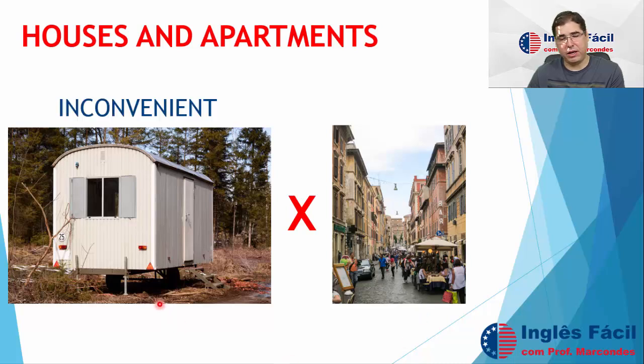Here we have an inconvenient house, right? Why inconvenient? Inconvenient means that it is far from downtown, it is far from supermarkets, far from drugstores and etc. Okay, so this we could call an inconvenient house, an inconvenient place to live. As in the opposite, we have a convenient place to live, right?